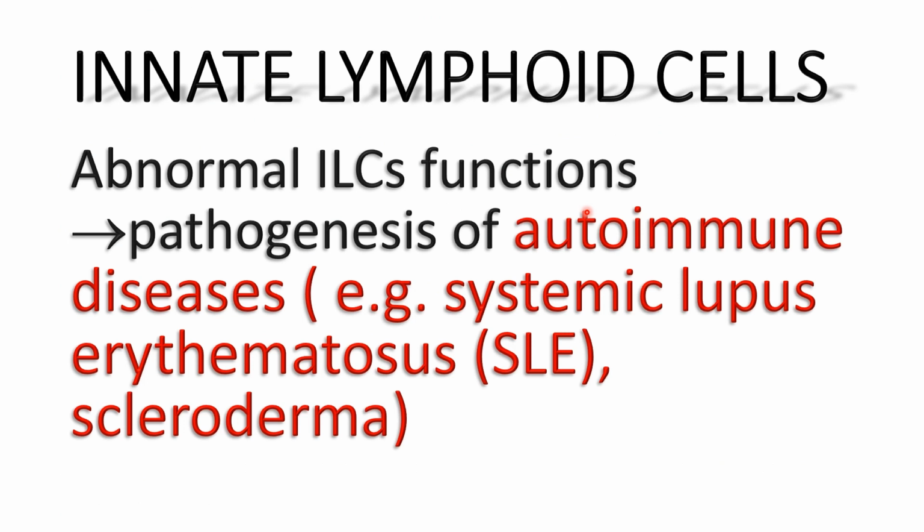Abnormal innate lymphoid cell functions could contribute to the pathogenesis of autoimmune diseases that affect the skin, for example systemic lupus erythematosus and scleroderma. As regards the role of innate lymphoid cells in inflammatory diseases like psoriasis and atopic dermatitis, I have already explained it in the previous video.